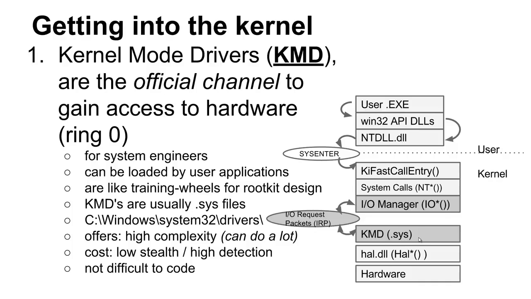So, developing a kernel mode driver does not take a lot of code. In the rootkit arsenal, most of the examples are about one page of code, and it allows a lot of capabilities at that level, since it's so low level in the operating system. The problem with this approach is that it is very detectable, and it is not stealthy at all.